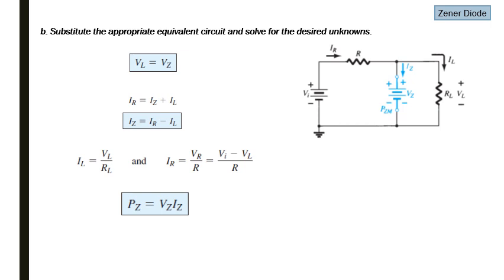And we can find the power being dissipated by this Zener diode through this equation, that is Vz, if the diode is on, the voltage that will appear across it will be Vz, and multiplying that voltage with Iz, that is the current through this Zener diode.